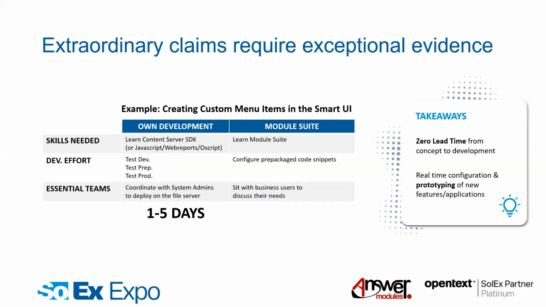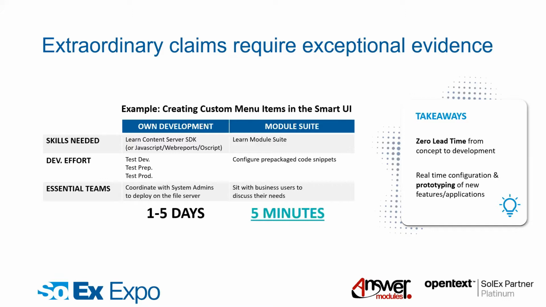So as you probably understood so far, the Module Suite can drastically reduce the development efforts on Content Suite. I mentioned earlier that the average effort can be reduced by up to 80%. However, there are some instances where we can even go above and beyond that figure. So for example, creating a custom menu item in the Smart UI will take probably around 1 to 5 days, and you need to learn the SDK. So pretty long development time for a pretty simple enhancement, and you have to learn the SDK.